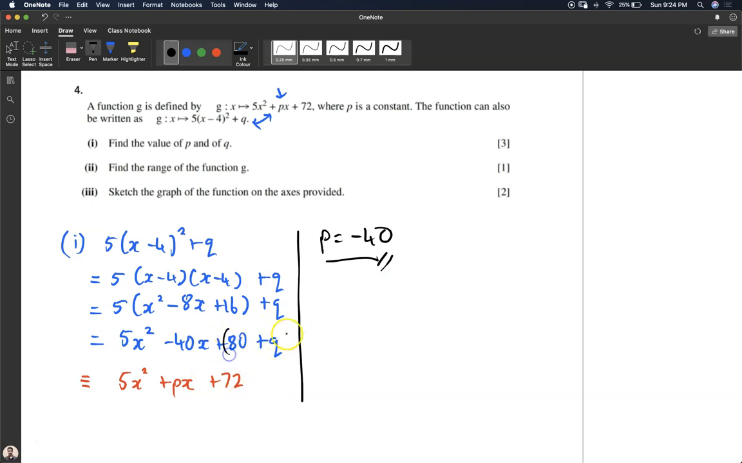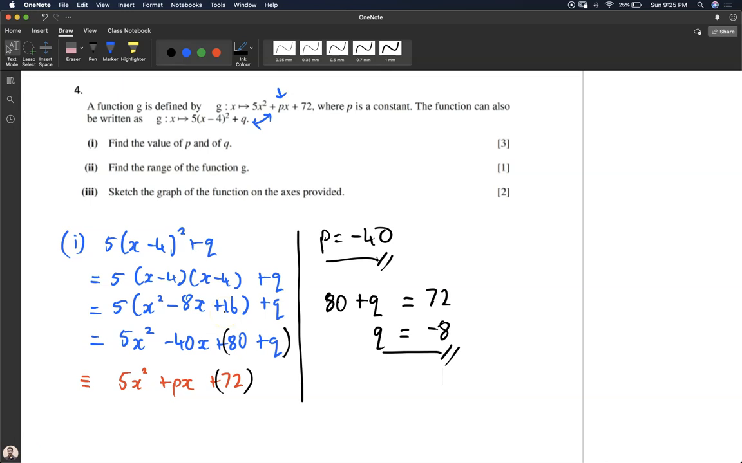So the balance constant we have is 80 plus q, and the balance constant here is just 72. Therefore, I'm going to equate them together to say 80 plus q must be equal to 72. Then I get the value of q, which is equivalent to negative 8. So that's basically how I find my p and q. That's 3 marks. We're done.